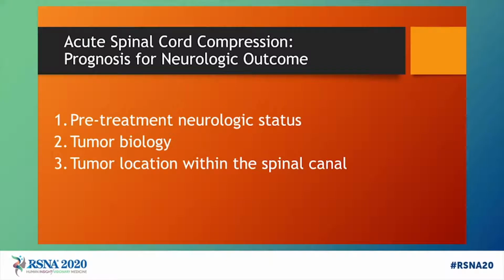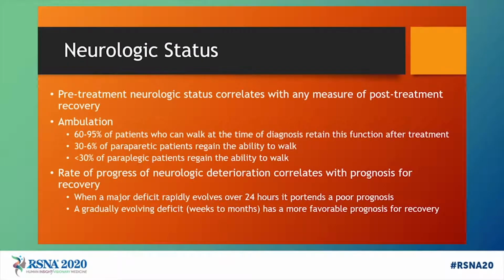The prognosis for neurologic outcome in these patients is based on several factors: pretreatment neurologic status, tumor biology, and tumor location within the spine. The pretreatment neurologic status correlates with any measure of post-treatment recovery. For example, if the patient is able to walk at the time of diagnosis, then they are likely to retain this function after treatment, as compared to a lower likelihood of that outcome if they were previously unable to walk at the time of their diagnosis.